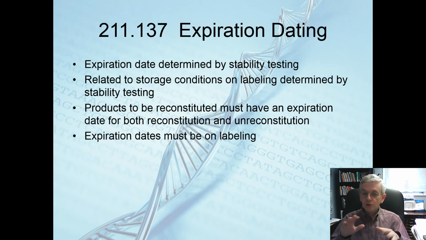Related to the storage conditions on the label, products to be reconstituted must have an expiration date for the unreconstituted product as well as the reconstituted product. And expiration dates have to be on the labeling. That means typically on the label that's on the container, and if it's in a box or a carton, that it's on that as well.